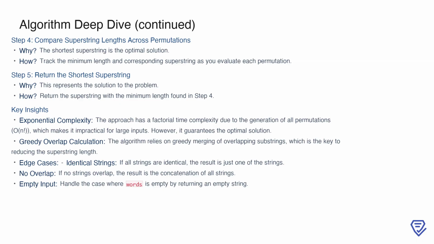While this brute force approach guarantees the optimal solution, it comes with a high computational cost due to its factorial time complexity. This makes it impractical for large inputs, but it provides a clear and thorough way to approach the problem. Key insights include the importance of calculating overlaps greedily to minimize the superstring length and handling edge cases like identical strings, no overlaps, or an empty input array effectively.